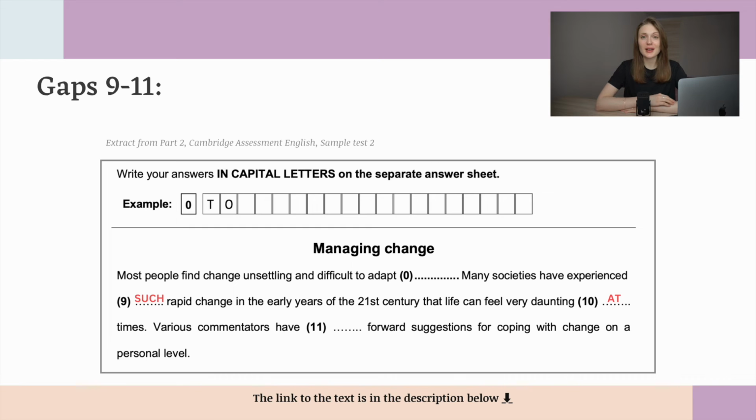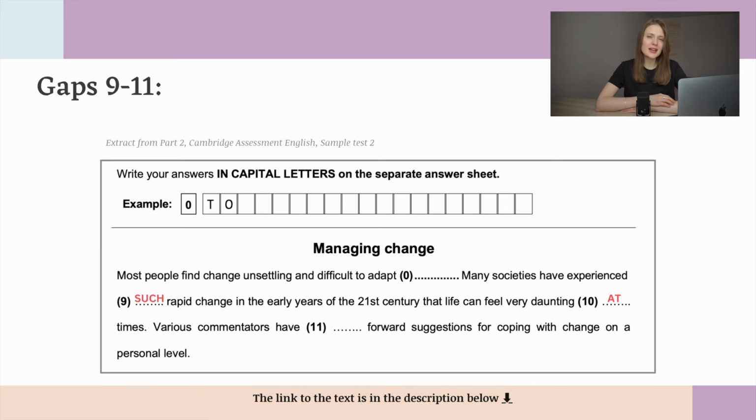Now let's move on to gap 11. Various commentators have gap forward suggestions for coping with a change on a personal level. First, let's determine the missing part of speech. Commentators have done something, which implies that in gap 11, this is a verb in the present perfect tense. Now look at the rest of the sentence. We can paraphrase it a little and say that commentators have given suggestions for coping with change.